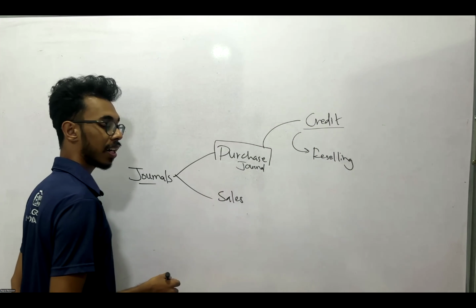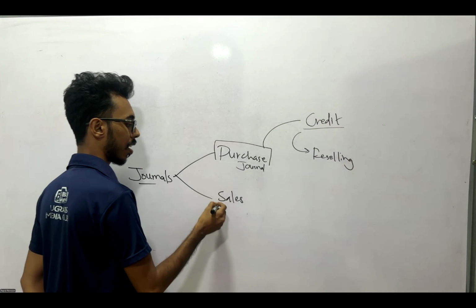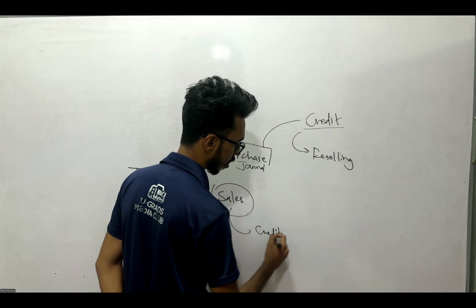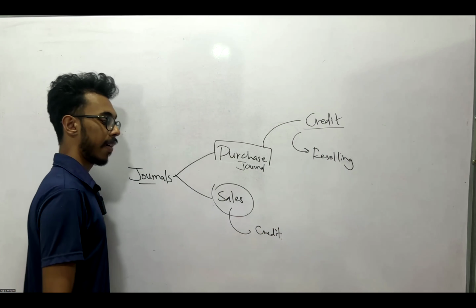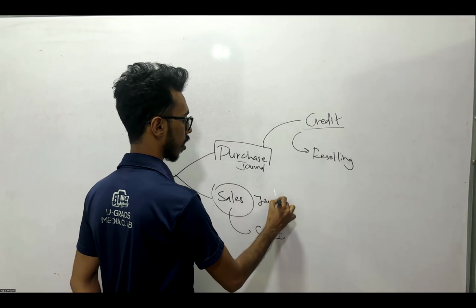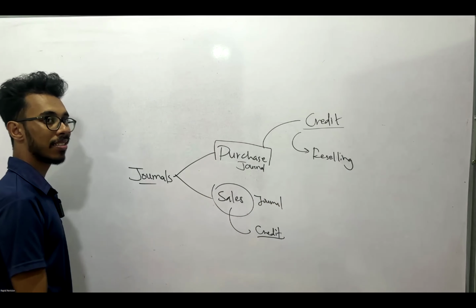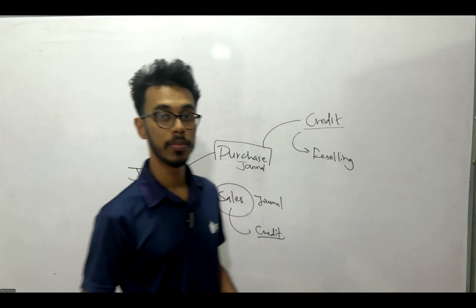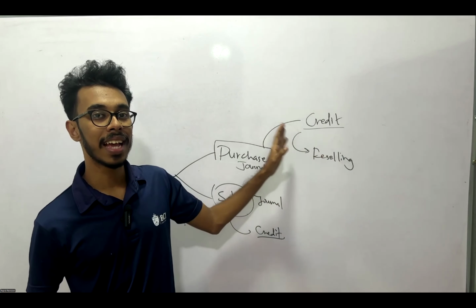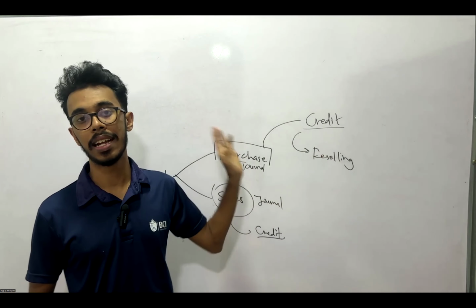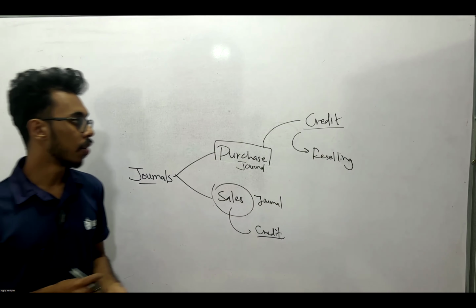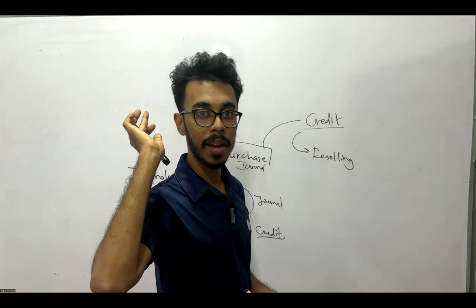And if we are selling goods today, that means credit sales, right? If we do credit sales, then it comes under the sales journal. Purchase journal and sales journal are the prime entry books where we record our credit purchases and credit sales.